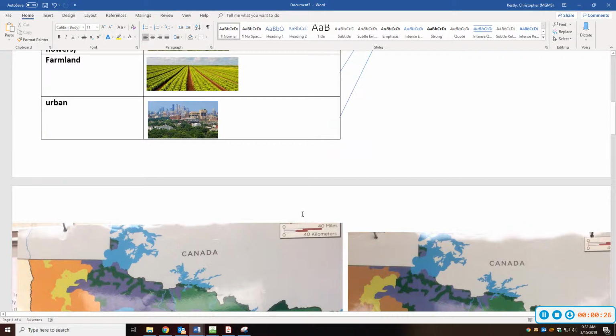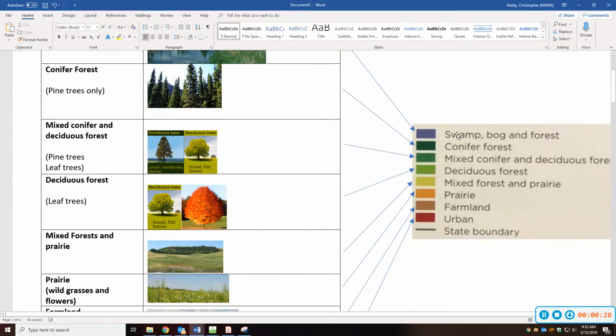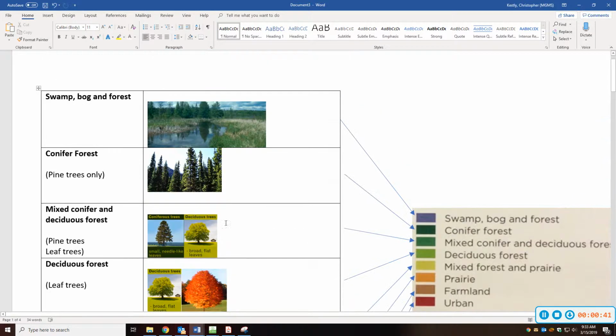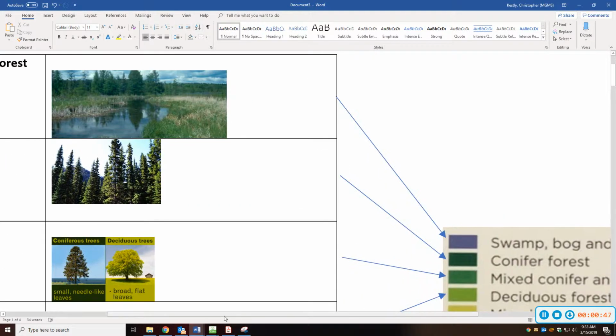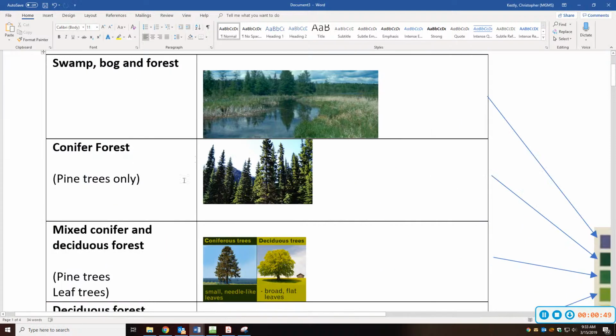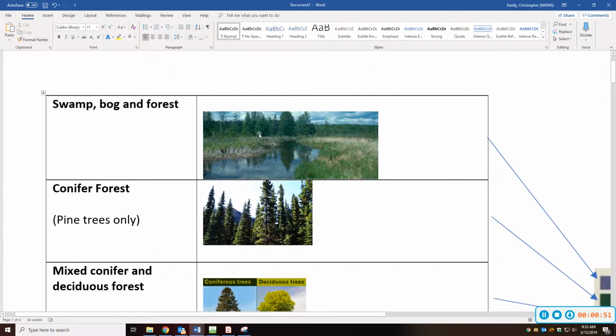And I broke it apart. Up here we've got swamp, swamp bog forest, conifer forest, mixed conifer and deciduous forest, mixed prairie, forest and prairie, prairie, farmland, and urban. So what does that mean? First one, swamp, bog, and forest. It's basically swamp, which is a heavily wet area that bumps up against forests. So that's where the toads live.